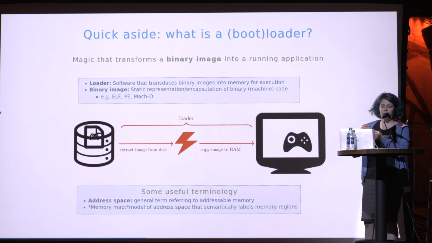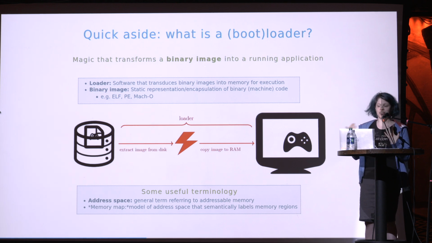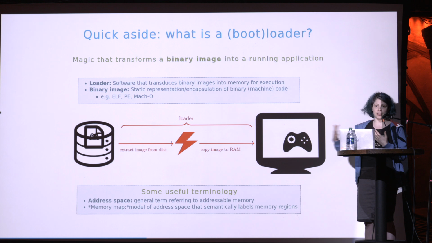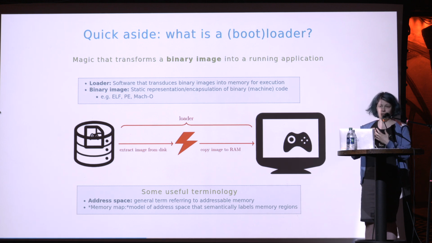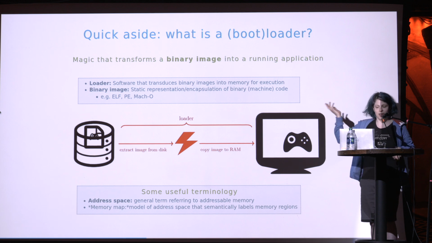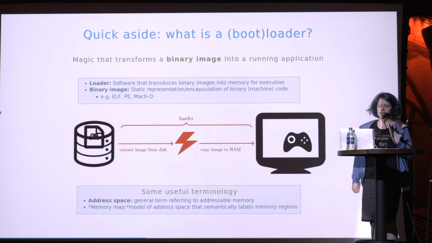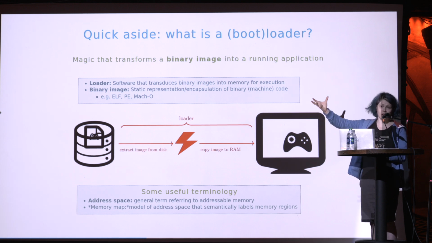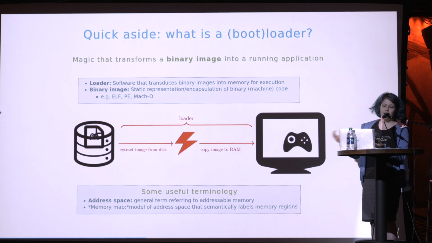And then also two more things. Address space is the term I use to refer to any addressable memory as the code is running, anything that's reachable, so it's the entire address space. A memory map, I think, is a model of the address space where there are semantic labels on the different regions, and this naturally happens whenever software is executing, because there will be a chunk that's code, a chunk that's data, a chunk that's a stack, and so forth.